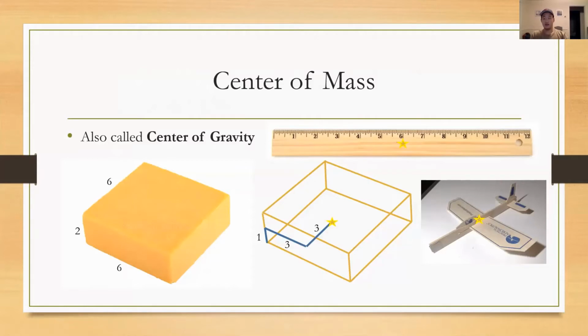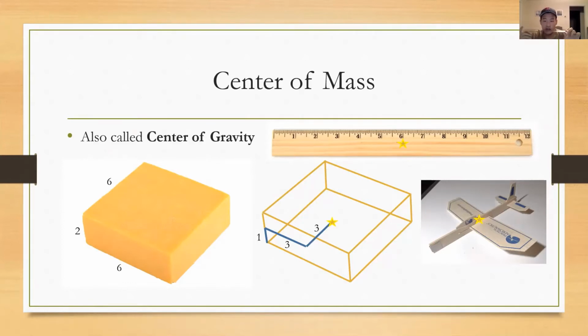Center of mass, also called the center of gravity, is a single point of an object where weight is even on all sides. So weight is even on all sides. What does this mean? Let's simplify the problem a little bit. Think of a 12-inch ruler.